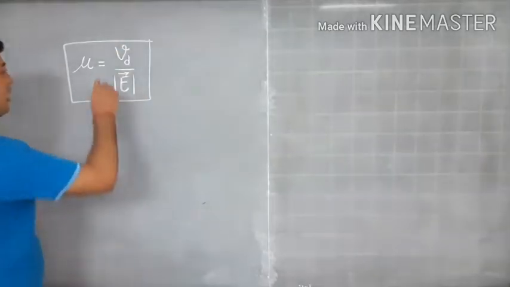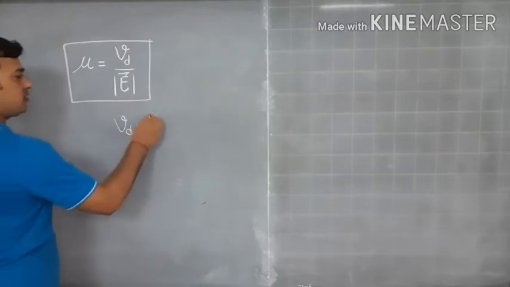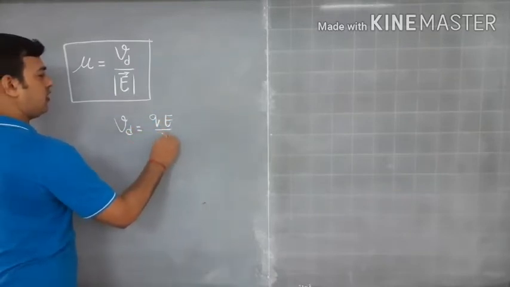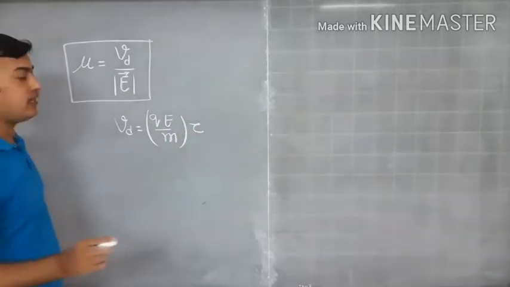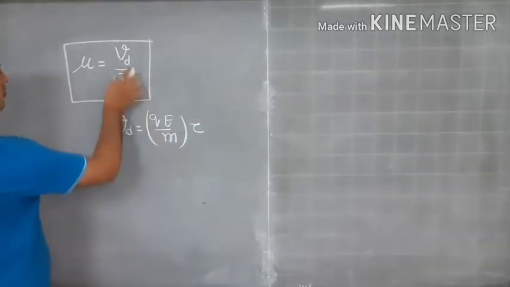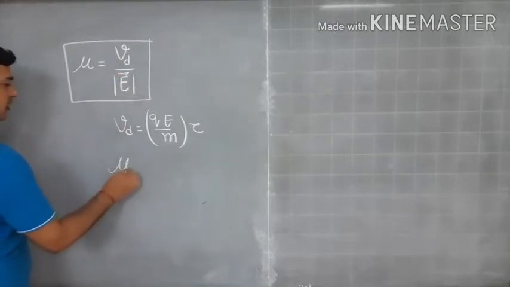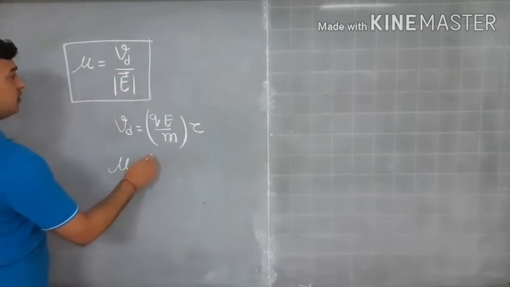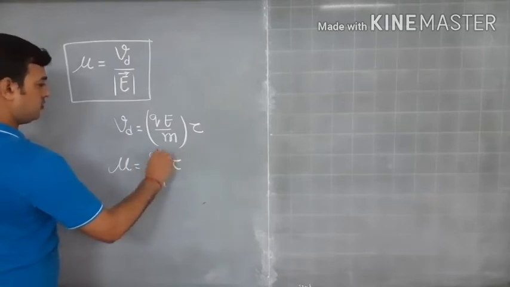Now, since we have the value of Vd in the previous derivation, and that was QE by m into tau, where Q was the charge on the carrier, if I put the value of Vd here, I will get the mobility as Q by m into tau.